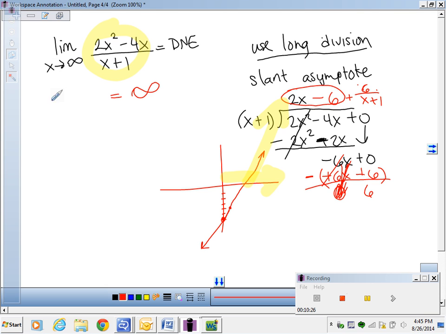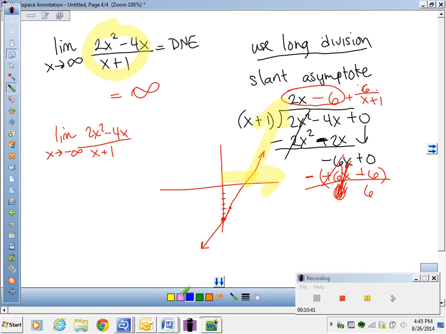And if I were to say that same function, the limit of 2x squared minus 4x over x plus 1 as x approaches negative infinity, well, I look at the end behavior of my slant asymptote, and it goes down, so this is approaching negative infinity.